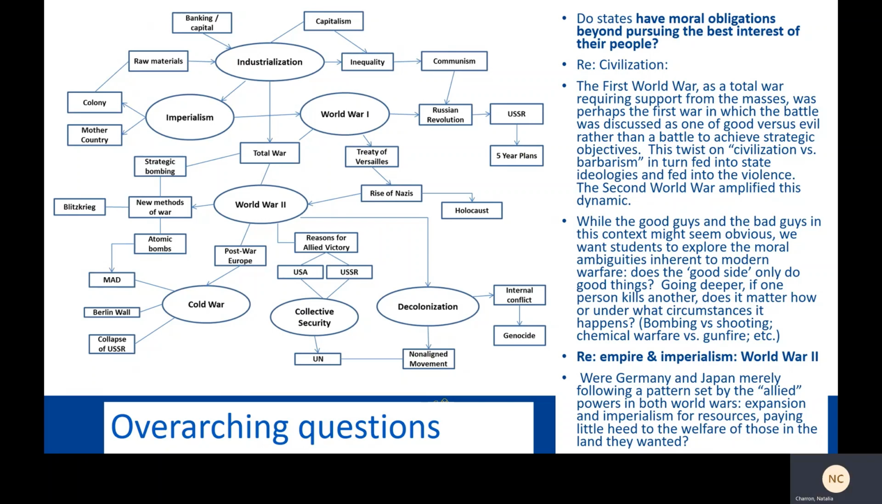In terms of our empire and imperialism theme, we can look at World War II in that context. Were Germany and Japan merely following a pattern set by the Allied powers in both world wars? Expansion and imperialism for resources, paying little heed to the welfare of those in the land they wanted. In other words, World War II usually looms pretty big in the popular imagination, and for good reason. The Holocaust was horrific. The question here is, how different is that from what colonizers and empire builders had been doing to the conquered throughout world history?